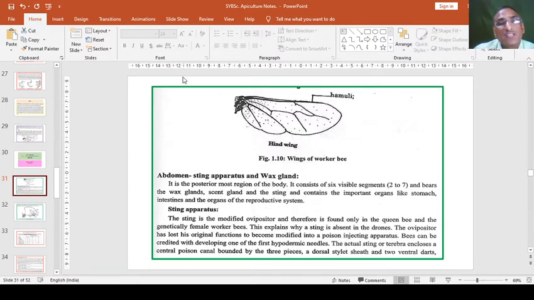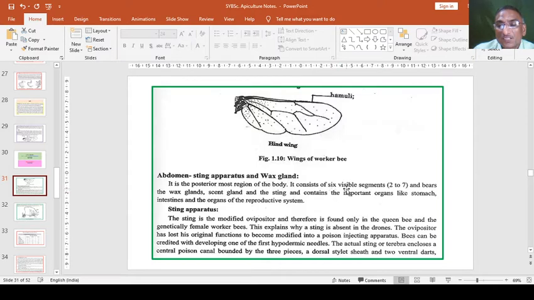The third body part is the abdomen. We have seen the head and all its organs, the thorax, two organs, legs and wings, and now the abdomen. The abdomen is the largest organ of the body. The head is smaller, the thorax is quite larger, and the abdomen is a very large organ which accommodates all the systems, and also a sting apparatus and wax glands. It is the posterior-most region of the body and consists of 6 visible segments, which means the abdomen is made up of 6 segments.